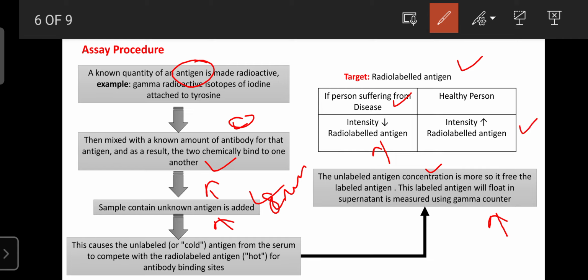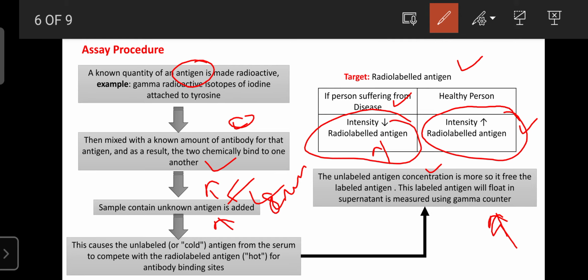Whatever is administered, that much only we can get, with some variation, plus or minus. The same amount will be found by the gamma counter. If the patient has the antigen in their serum, meaning disease, then definitely the patient has the antigen, and the intensity of the radio labeled antigen decreases.